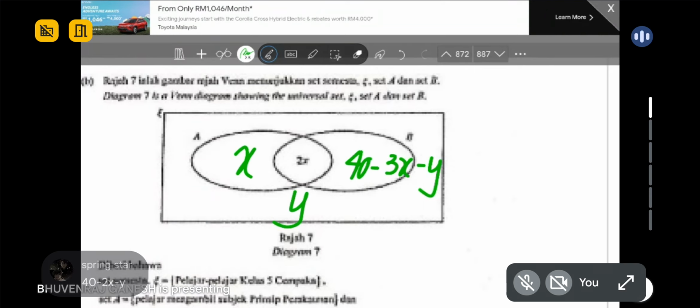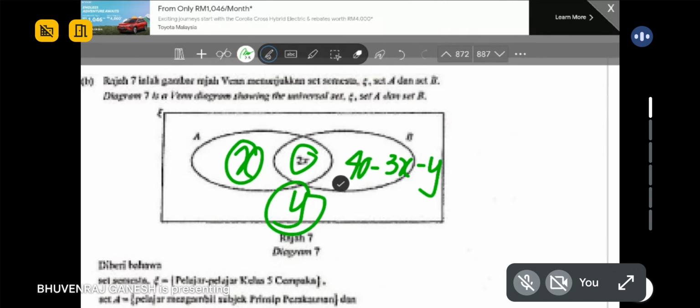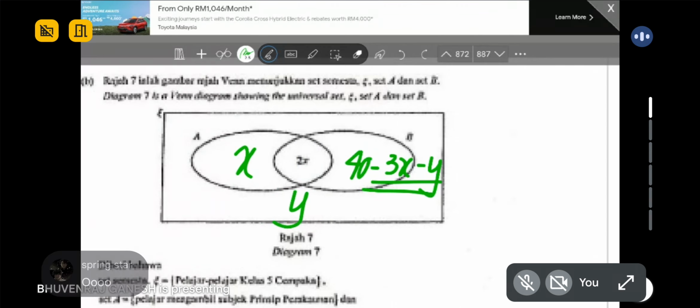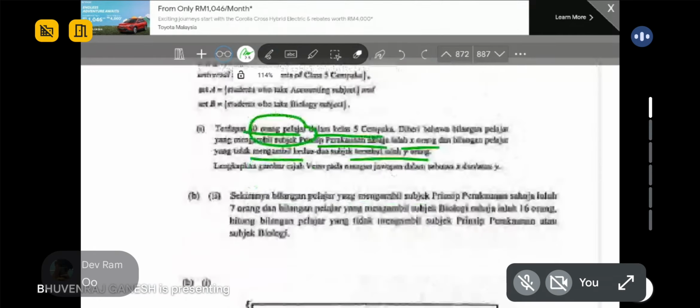Am I right? 2x plus x plus y. 3x plus y. So 40 minus 3x plus y. So it's 40 minus 3x minus y. Total, tolak yang lain lah. Understand? Because total kamu kena dapat 40. Okay? So this is the concept. Alright? Okay, so next one.